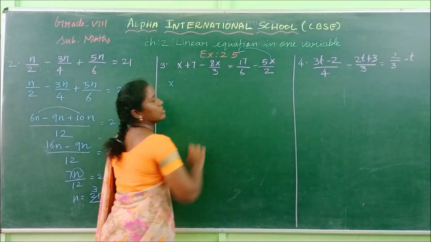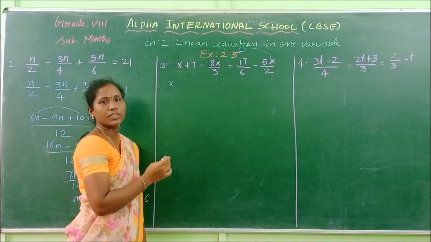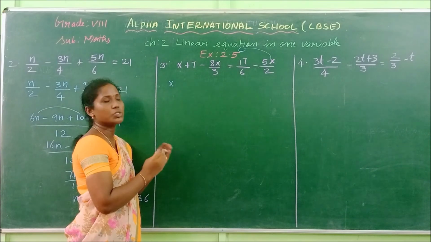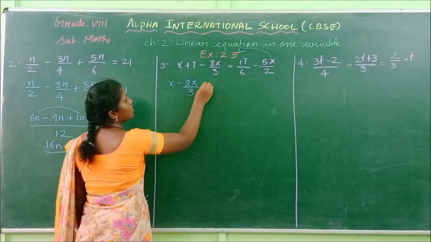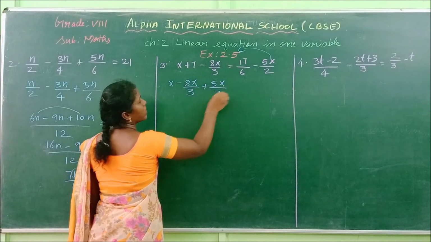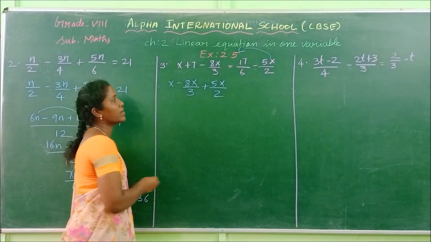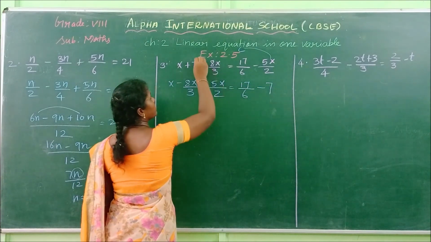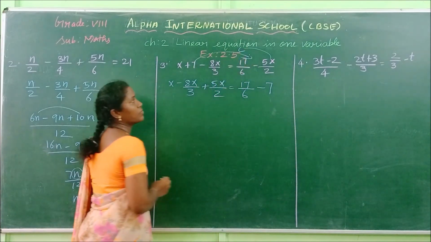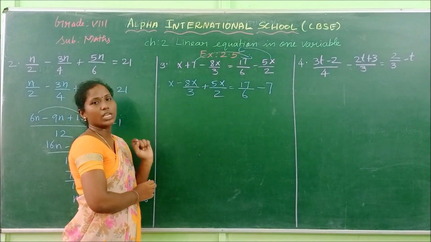Here we have three variables on both sides of the equation. First we are going to group the variables to one side of the equation. So x minus 8x by 3 plus 5x by 2. Minus 5x comes to this side as plus 5x by 2, is equal to 17 by 6 plus 7, that is minus 7. We are taking this variable to the other side of the equation.